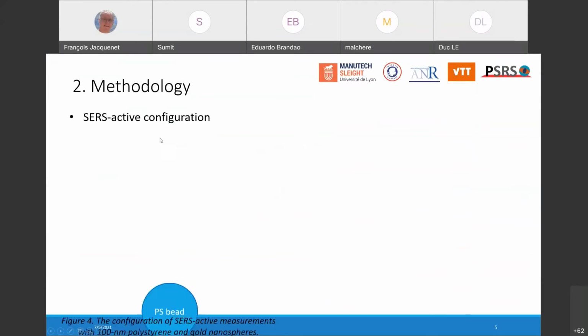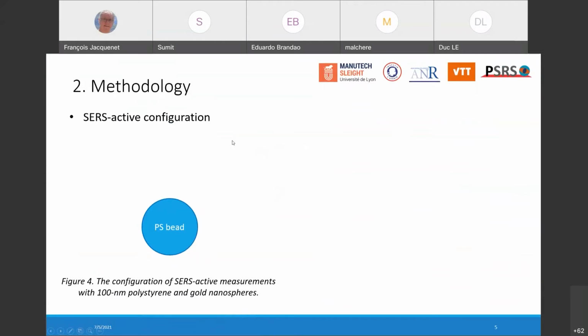So in order to prepare the SERS active measurements, I have the polystyrene bead coated with biotin and the gold nanoparticle coated with streptavidin, because the biotin and streptavidin have a very strong bond. So that's why I can conjugate the polystyrene with the gold nanoparticles like this.